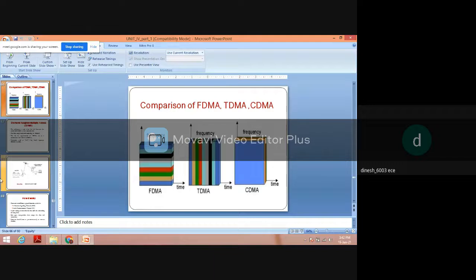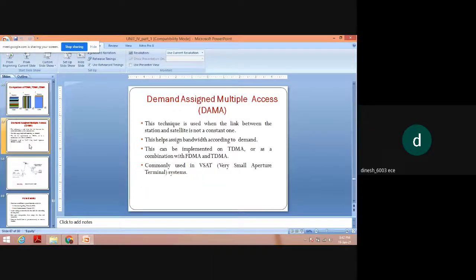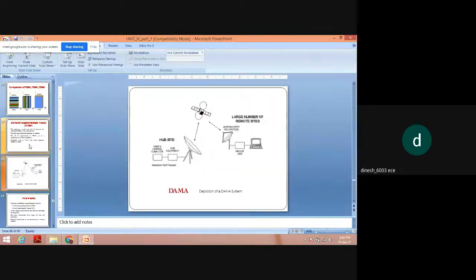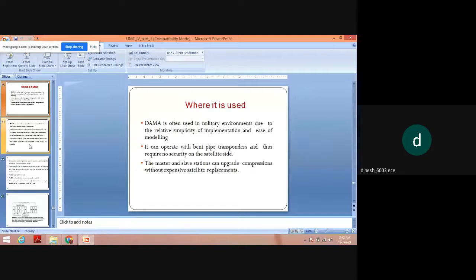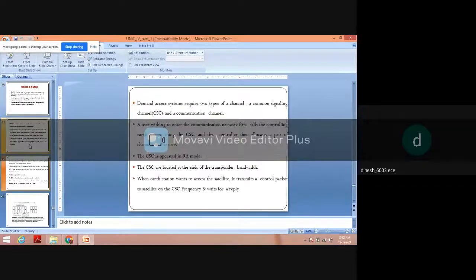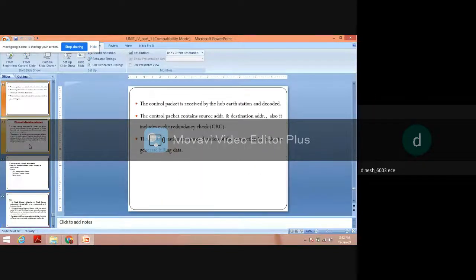So with this, we complete today's session. In the next class, we'll see DAMA, demand assignment multiple access, how it works, where it is used, how it is used in satellites, and what its structure is.